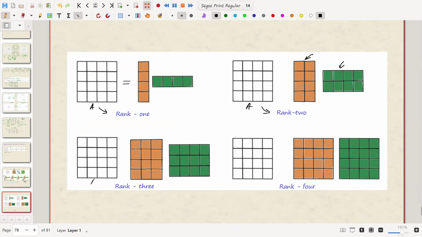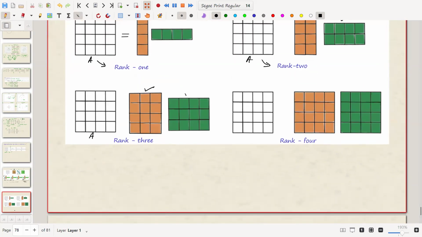Similarly, when matrix A is of rank 3, you need to decompose it in this way, club 3 and club 3 here. If it is a rank 4 matrix, then of course you have to decompose it into matrices, 4 cross 4, 4 cross 4. But this is not that useful.